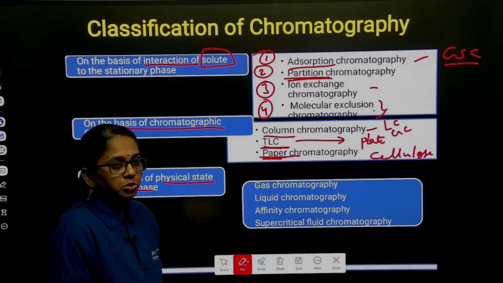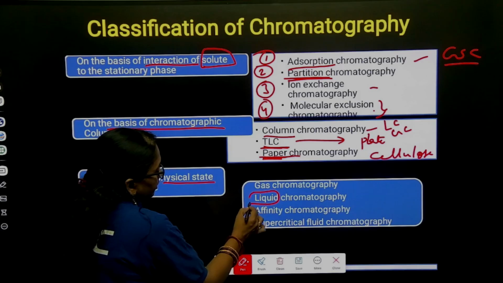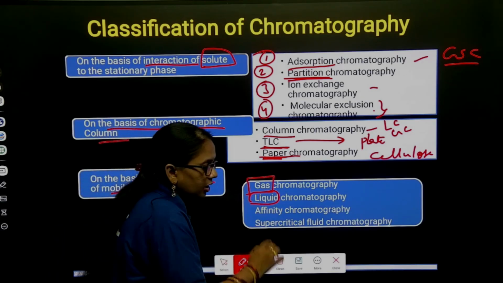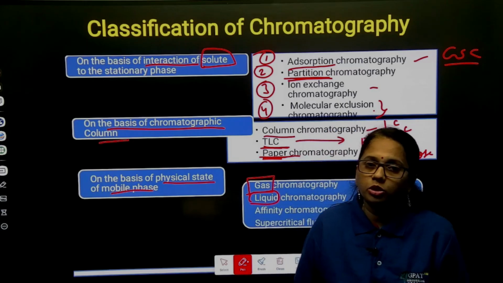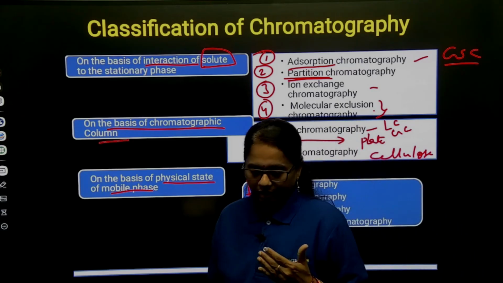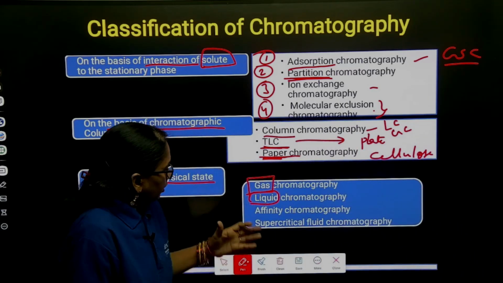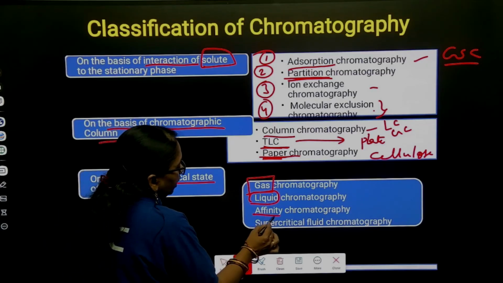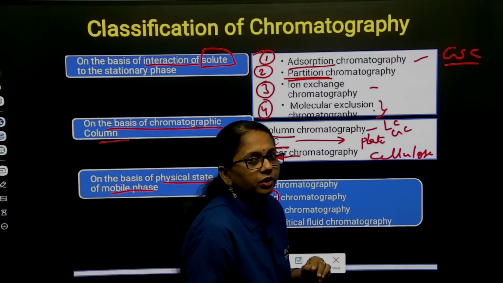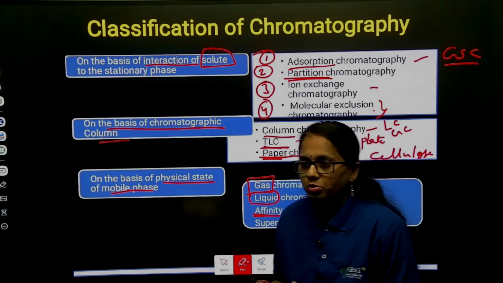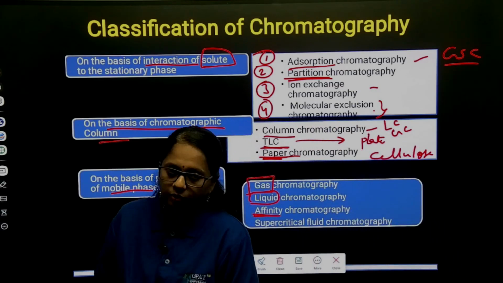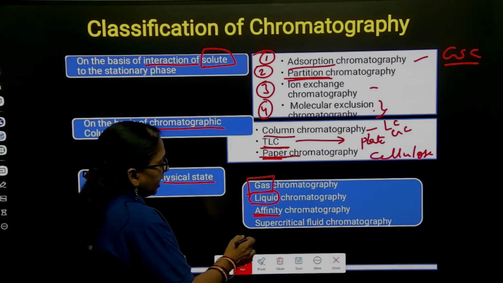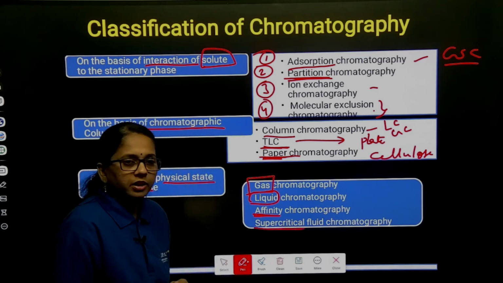Sometimes we are going to use the liquid mobile phase, that is called liquid chromatography, and in gas chromatography, if you see the mobile phase, here we are going to call that mobile phase as carrier gas. So gas chromatography is one type of the chromatography techniques, and affinity chromatography. In this affinity chromatography we are going to use different types of the immobilized phases. Resinous materials we are going to use, and finally supercritical fluid chromatography.